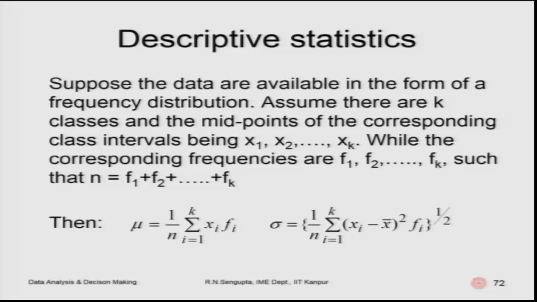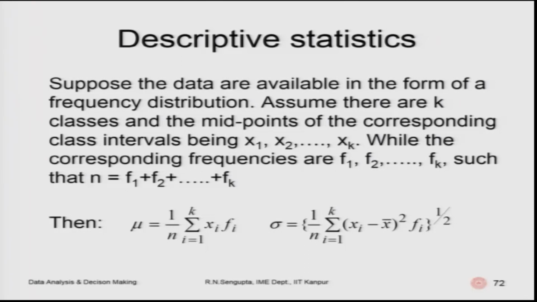Now, if I want to find the overall mean, I multiply the mid value, which is a characteristic of the interval, with the corresponding frequency. So, it will be xi into fi, summed up and divided by n, which is the total frequency.